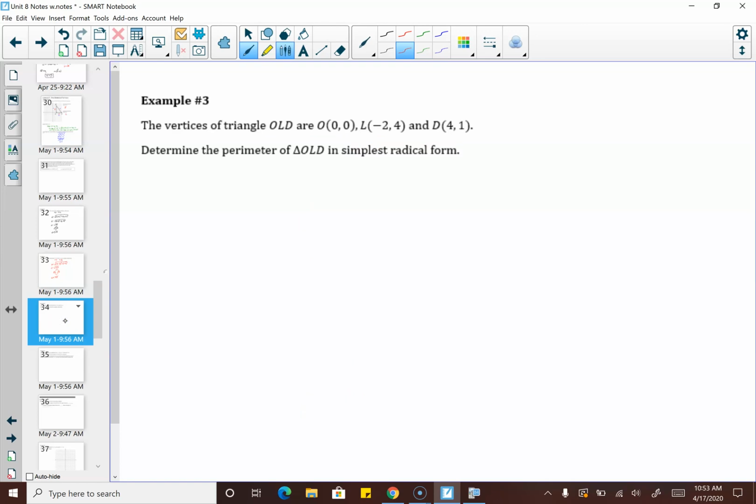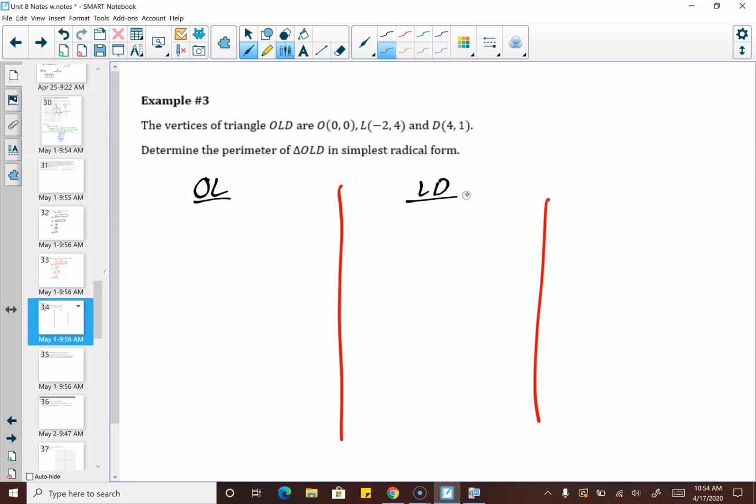In example 3, the vertices of triangle OLD are 0, 0, negative 2, 4, and 4, 1. Determine the perimeter of triangle OLD in simplest radical form. So basically what we need to do now is we kind of have to split our paper into thirds, and we have to find the distance from O to L, the distance from L to D, and the distance from O to D. So everybody take a couple minutes here and find those. I would definitely suggest simplifying them, and then we will talk about adding them together to get our perimeter. But everybody pause for a second to find those 3 distances to see if you can find the perimeter.